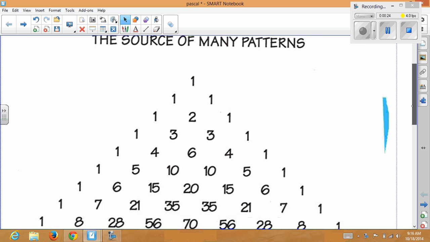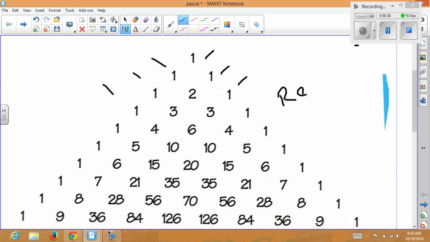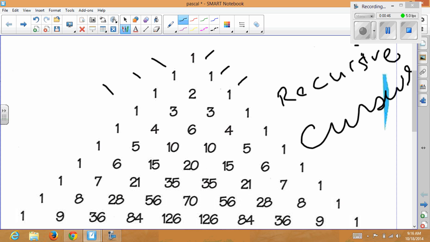So Pascal's triangle looks like this, and along the outside, we have all of these ones, and they're on both sides. And then the pattern is what's known as a recursive sequence. And cursive, of course, is when you write your letters all attached. And the reason it's called a recursive sequence is because the numbers in the sequence are attached to each other.